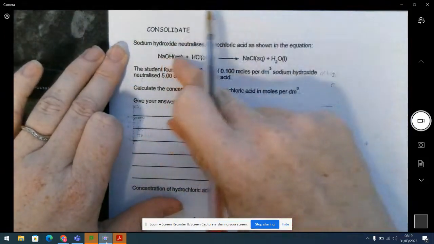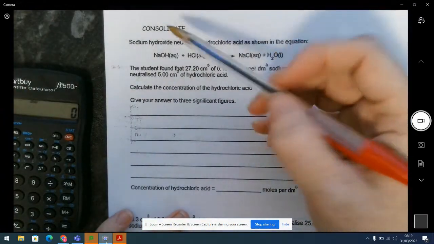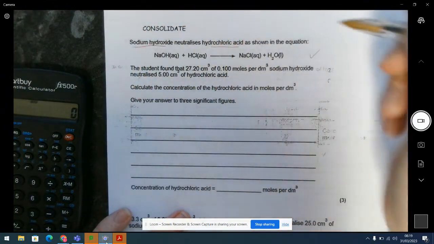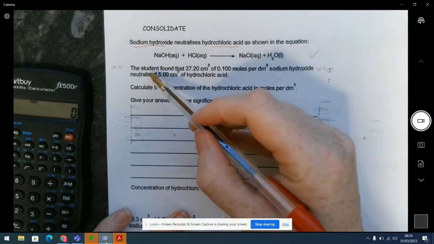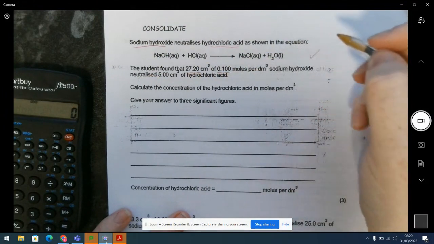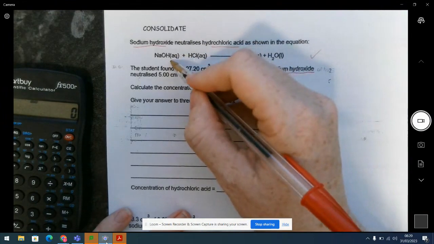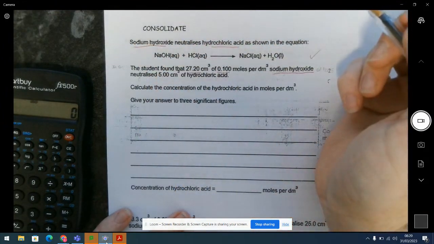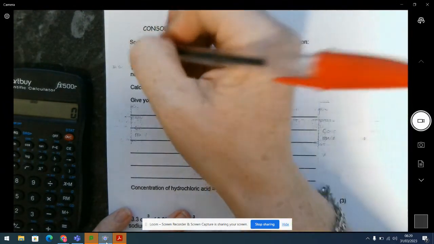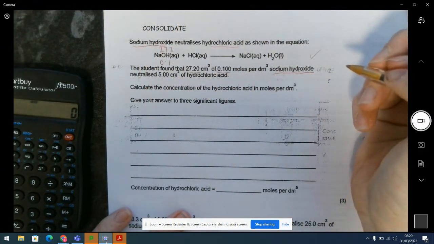All right. Can you see how I'm going to write around the equation? You've got the equation, that's what you're always going to have. So just be aware that that's where you can start writing numbers around. So it says sodium hydroxide neutralizes hydrochloric acid. Lots of sciencey words there. In the equation shown below, the student found that 27.2 centimeters cubed of 0.1 moles per decimeters cubed sodium hydroxide. So I'm going to go to my equation and I can see that this here is my sodium hydroxide. I've got 27.2 in terms of the volume and I have a concentration of 0.1. And I've got that from the question and I've written those numbers around there.